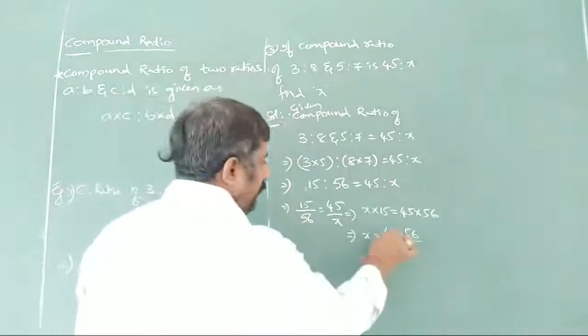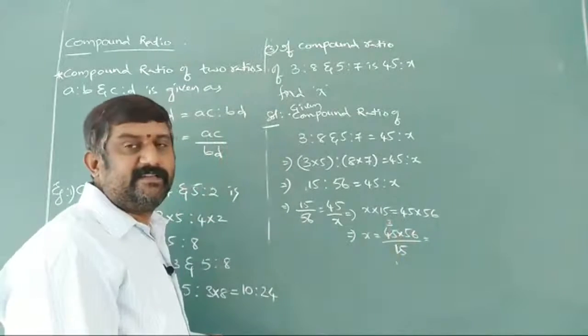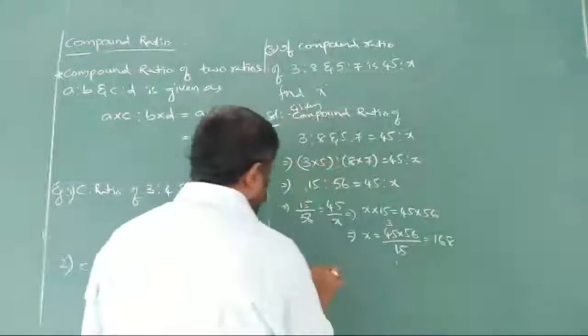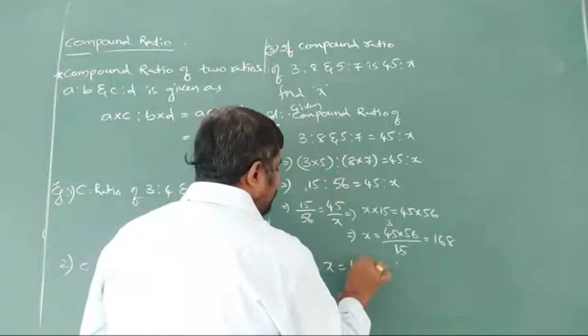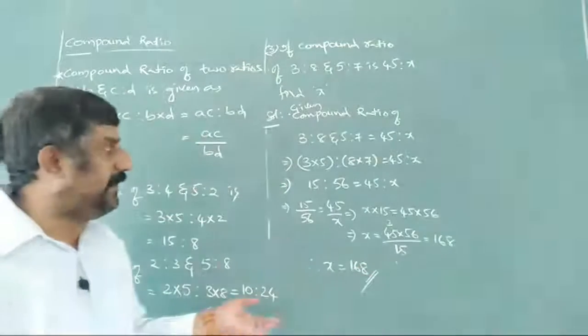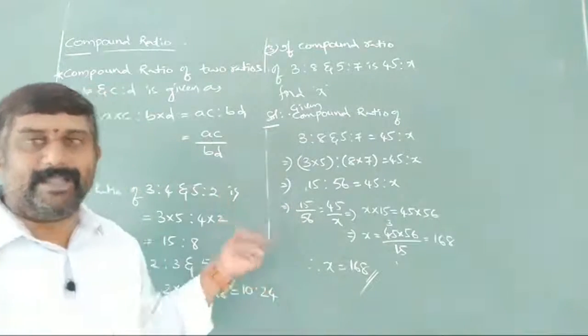15 ones are 15, 15 threes are 45. So 56 threes are, 5 threes are 150, 6 threes are 18, totally 168. So therefore x value is 168. So like this, by using compound ratios, we can find the values of x wherever given here. Okay, let me take one more example.